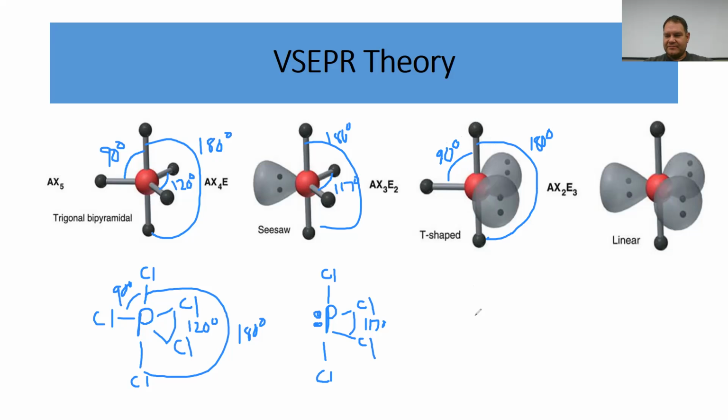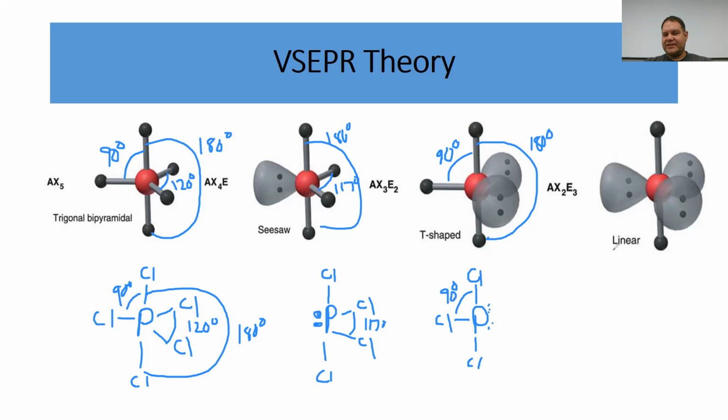So like we could have a phosphorus bonded to the chlorines again, another chlorine, and then another chlorine, and we get our T, right? Here's our T, and then there's our lone pairs right here. So again, this one angle is 90 degrees, and then from here to there is 180, okay?